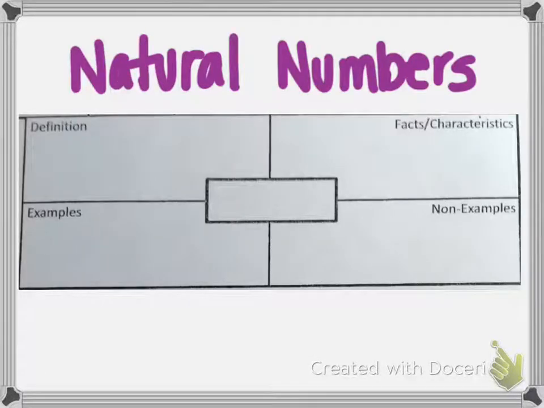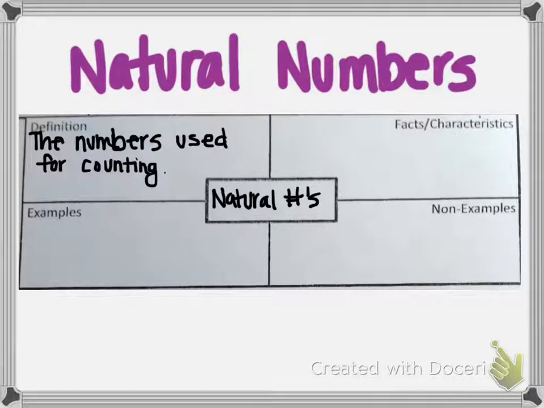So the first thing that we are going to do, or the first Frayer model that we are going to fill out, is natural numbers. So in the middle right here, we're going to write natural numbers. These are the first numbers that you ever learned. The definition of a natural number is the numbers used for counting. Facts or characteristics about natural numbers is they cannot be negative and they do not include zero.